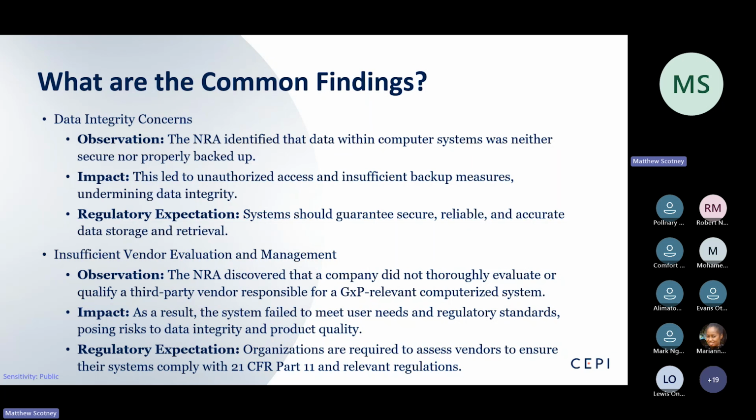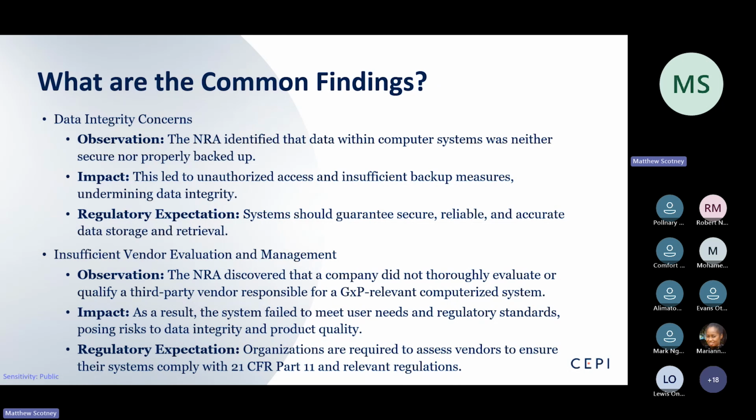Then we start looking at data integrity. And in this instance, the NRA has identified that the data within the computer system was neither secure nor properly backed up. So we're back to that question of, if we've got to keep this data, we need it to be secure, so we can't change it. Or if it is changed, we need to understand why. And we also need to back it up to make sure that if something goes wrong, we can still access the data. And obviously, in this instance, the absence of that means you've got unauthorized access potentially and data that might be lost.